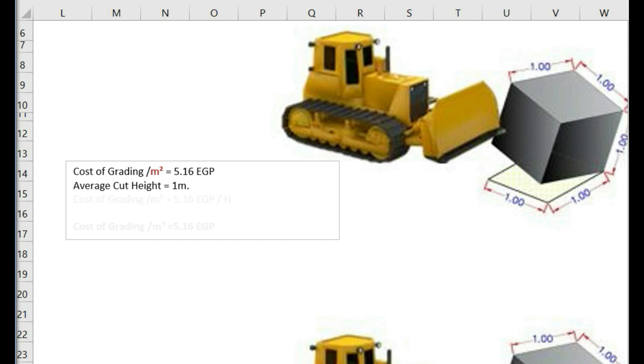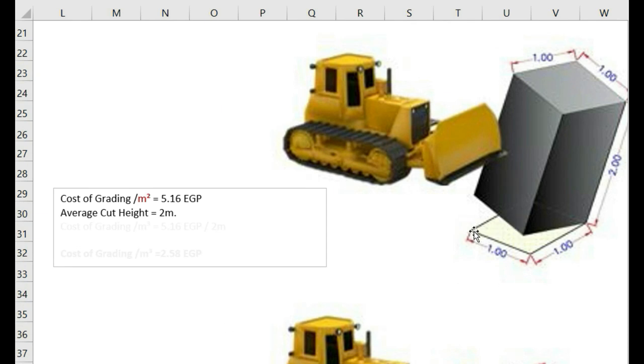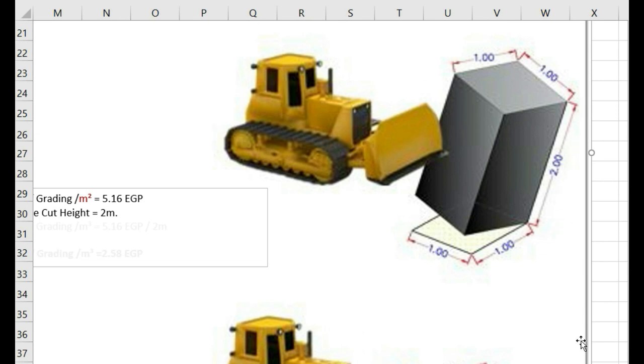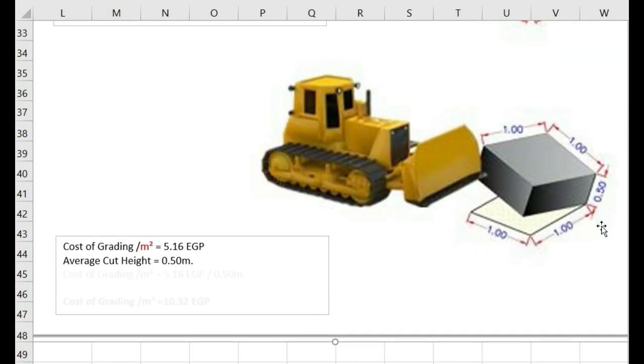The grading cost is still the same in meter square, whatever the height of the cube. Here we have a cube, base 1 meter by 1 meter, but the height here is 2 meter. Right? The same square meter cost of grading. If the height of the cube is 0.5 meter, the result is the same, 5.16 Egyptian baht. Whatever the height is, 1 meter, 2 meter, or 0.5 meter, this is in meter square.